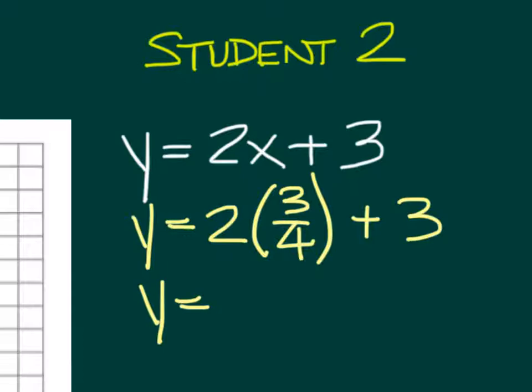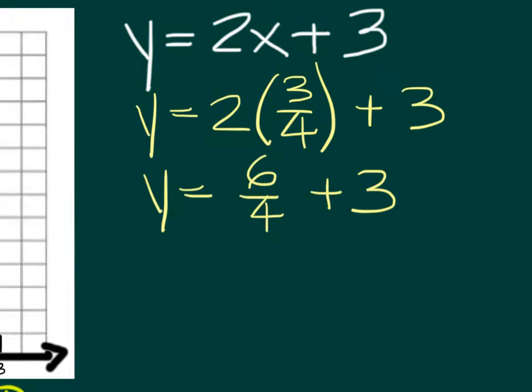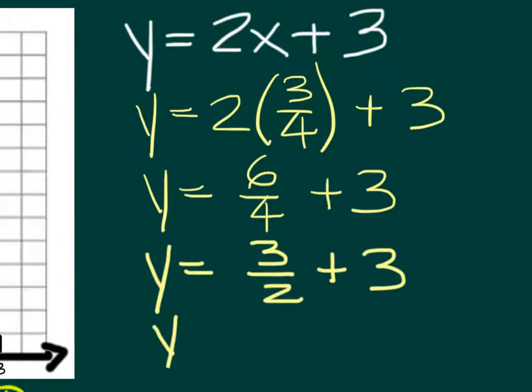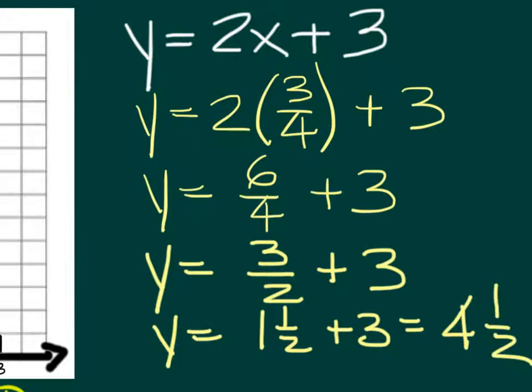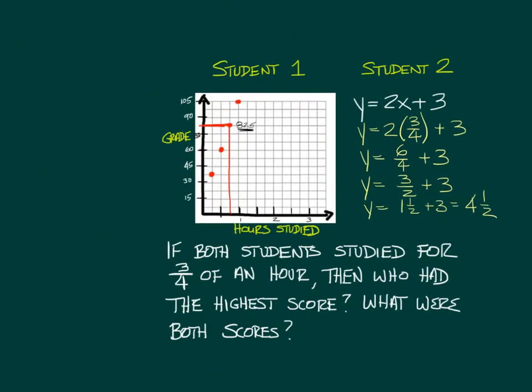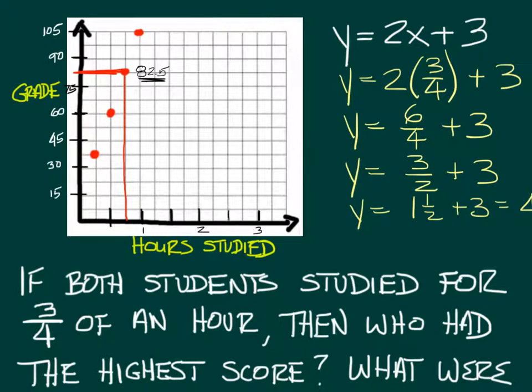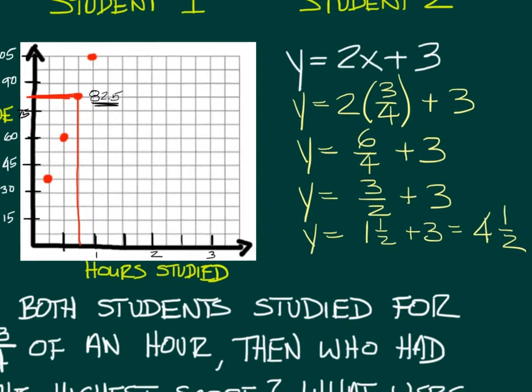2 times 3/4 is 6/4. And then we're going to have to simplify here. 6/4 is the same as 3/2. And 3/2 is the same as 1.5. So y comes out to be 4.5. But is 4.5 their grade? No, 4.5 is not their grade. We're going to have to come over here and see what this represents.